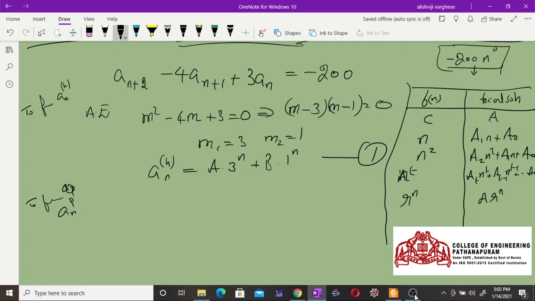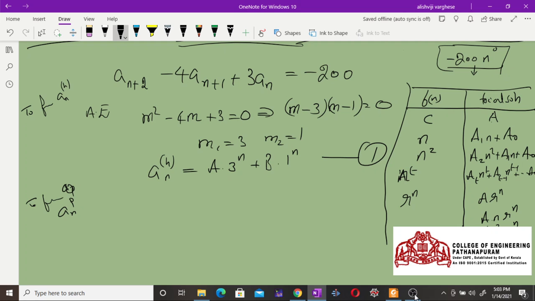But this is valid only when r is not a root of our auxiliary equation. If r is a root of our auxiliary equation, then the form is a into n into r raised to n. And if it is a repeated root of our auxiliary equation, that is, if r is a root which repeats 2 times, then it takes the form a into n square into r raised to n. If it is a double root, then we use this particular form. So that's the nature in which we take the trial solution.